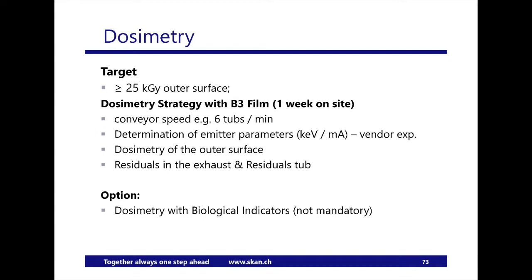Also, there's a possibility you can do dosimetry with biological indicators, Bacillus pumilus, but that's not mandatory. The 25 kilogray is your measurement. If you achieve the 25 kilogray, you're fine. So how does it look?